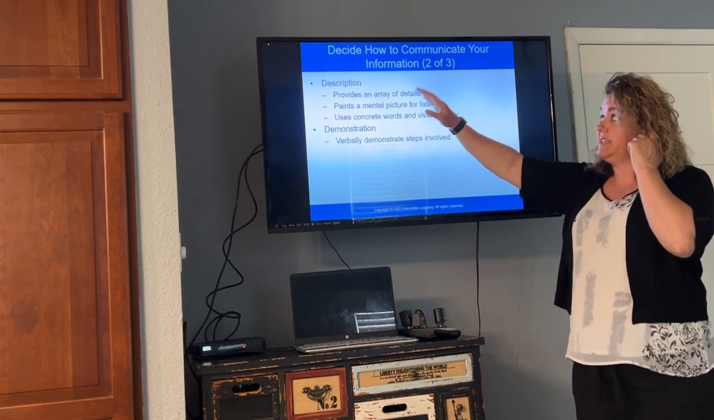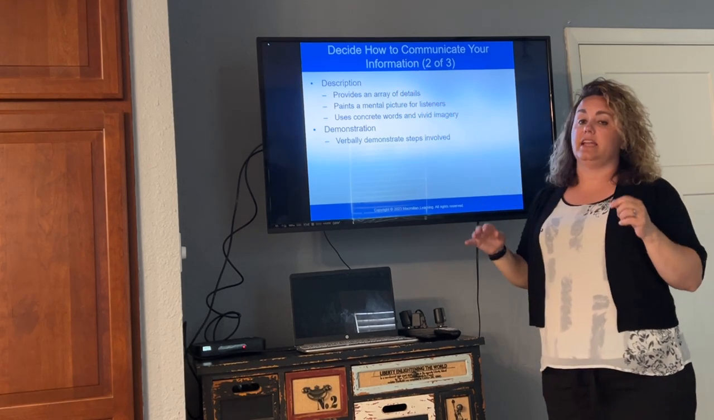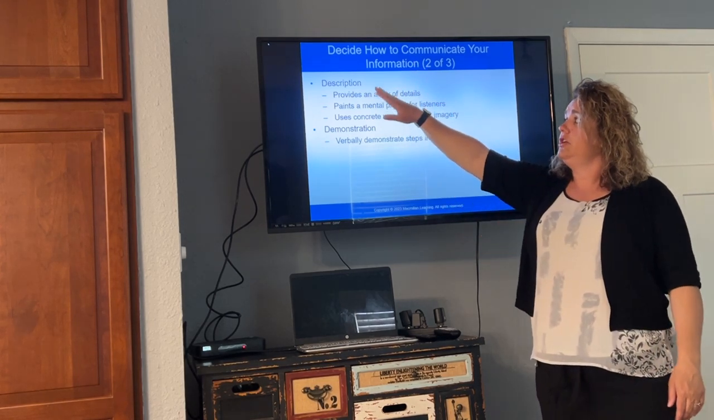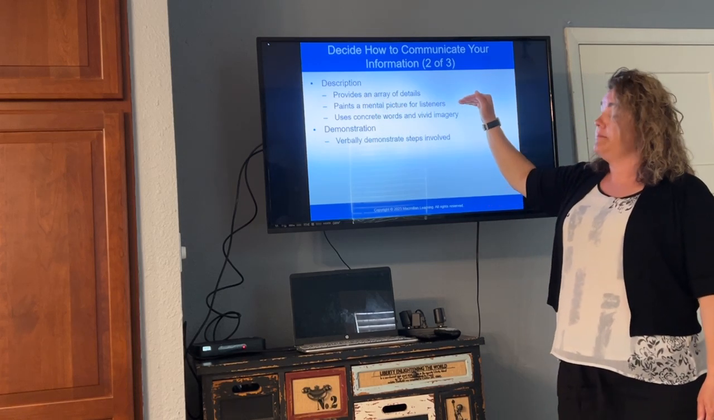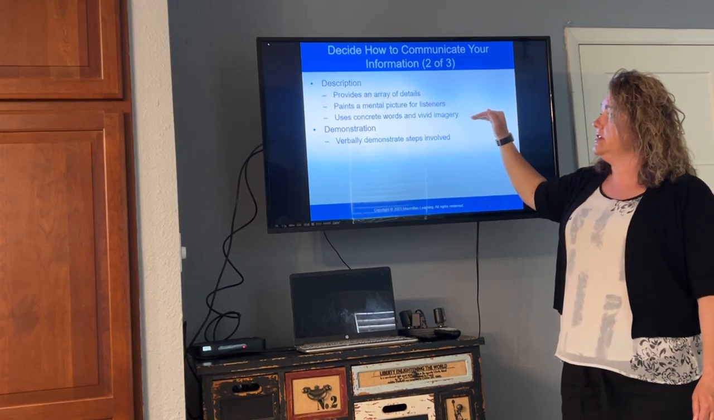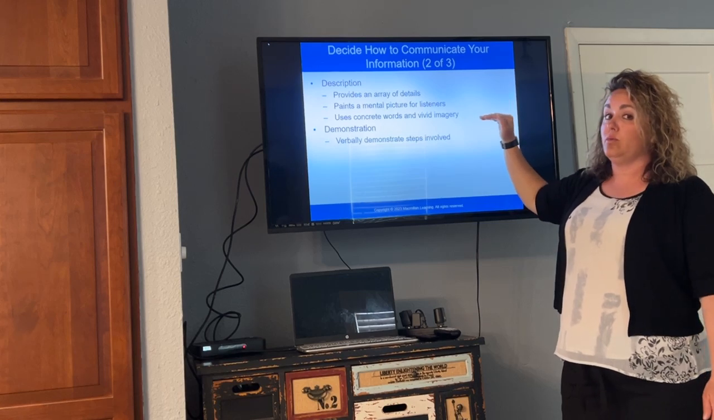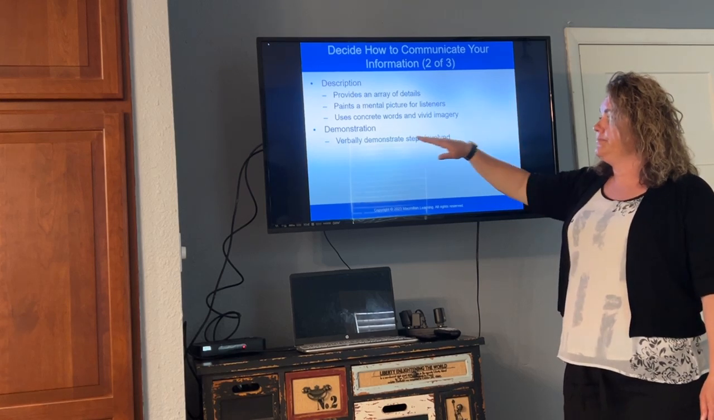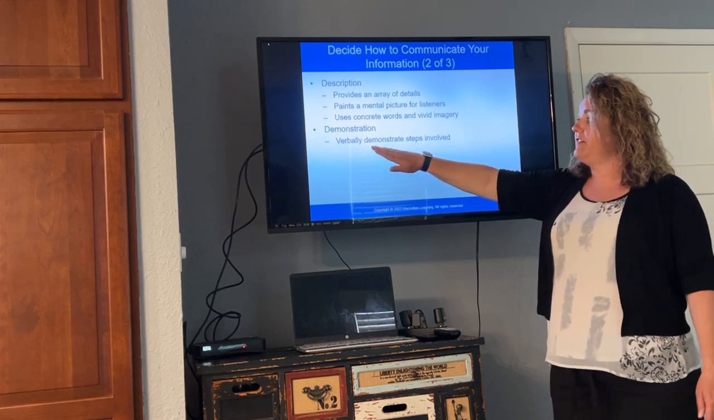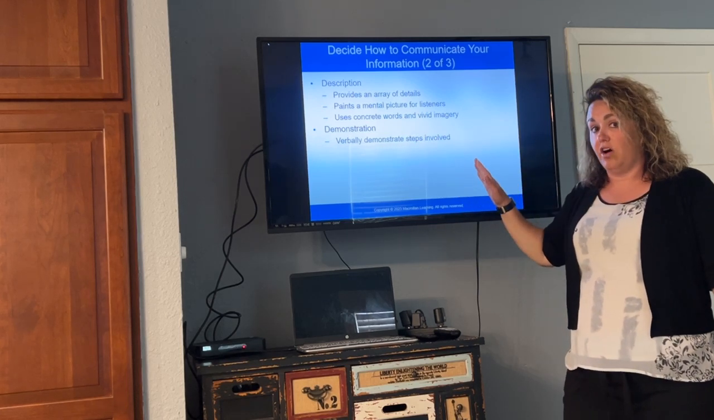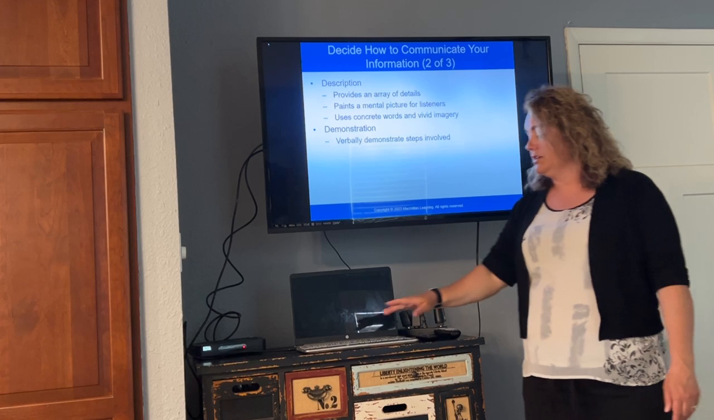Description is another way to communicate information. You can describe something by providing an array of details, painting a mental picture for your listeners, and using concrete words and vivid imagery. Again, my students also do a demonstration speech where they verbally demonstrate the steps involved in a process or a procedure.